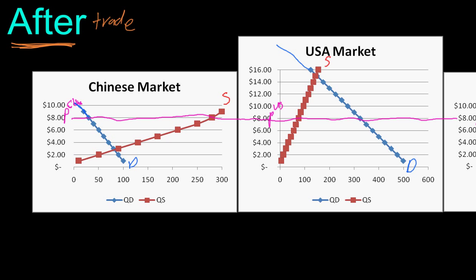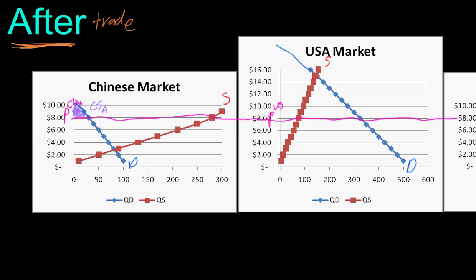Now the world market sets the price because we have open trade between China and the US. So toys cost $8 in China and toys cost $8 in the USA. So the Chinese consumer surplus now is smaller because toys are more expensive. So this is the Chinese consumer surplus after.